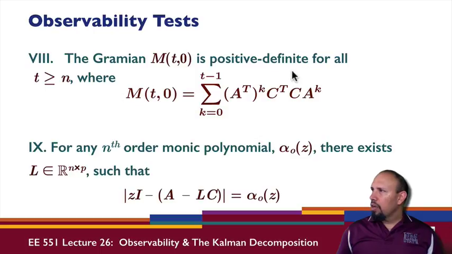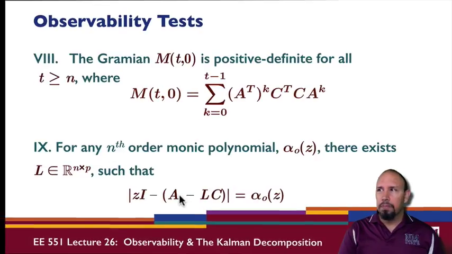Okay, so we have a Gramian here, just like we did in the controllability problem. Number 9, for any nth order polynomial alpha O of Z, there exists an L such that A minus LC has the characteristic polynomial alpha O. So this is like the state feedback problem, only this is not state feedback, this is actually an observer problem. And we'll come back and look at this when we look at observers.